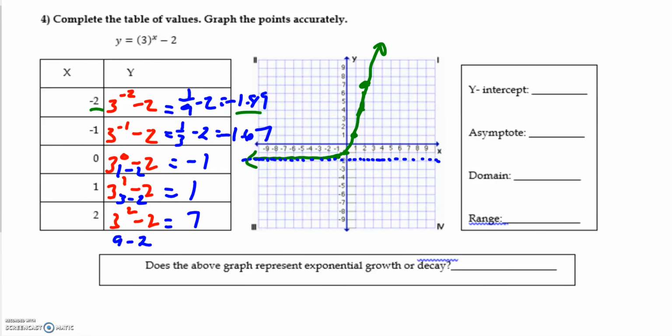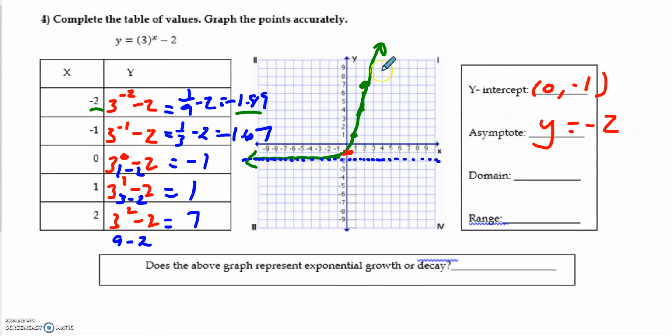So my answers would be the following. Does this have a y-intercept? Yes, it crosses the y-axis here at 0, negative 1. I can also see that in my table. Do I have an asymptote? Yes. The line that this exponential function gets close to but not crosses is y equals negative 2. It is a horizontal line, which is why it's y equals negative 2. Unlike the first example, if it's a vertical line, it'd be x equals.